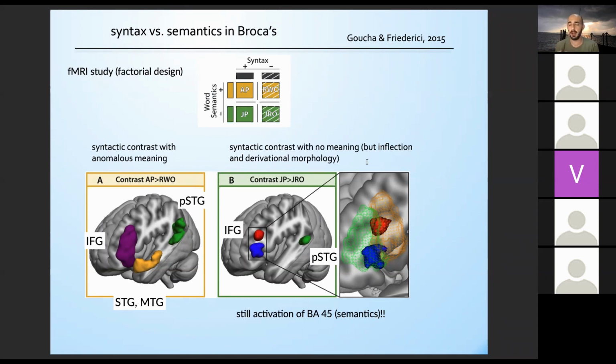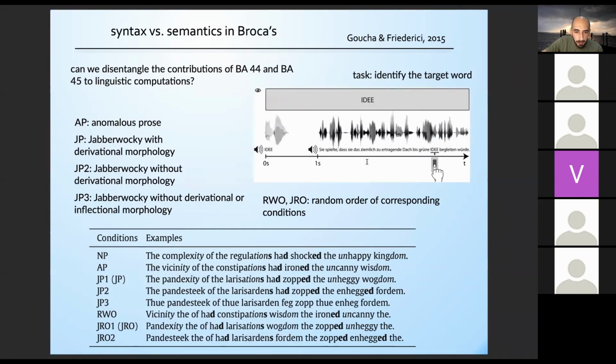Because in the derivational morphology, you have stuff like, I don't know, uncanny or unbuttoning or... not really, like pandexity, Lazarization, unhaggy. So you don't know what unhaggy means, but your brain might try to come up with some operation of reversing the meaning of something that you don't know. But pandexity might remind you of some words that you know that end with exity, right? So it might be some abstract concept that you have no idea what it is, but still it tells you something about that.